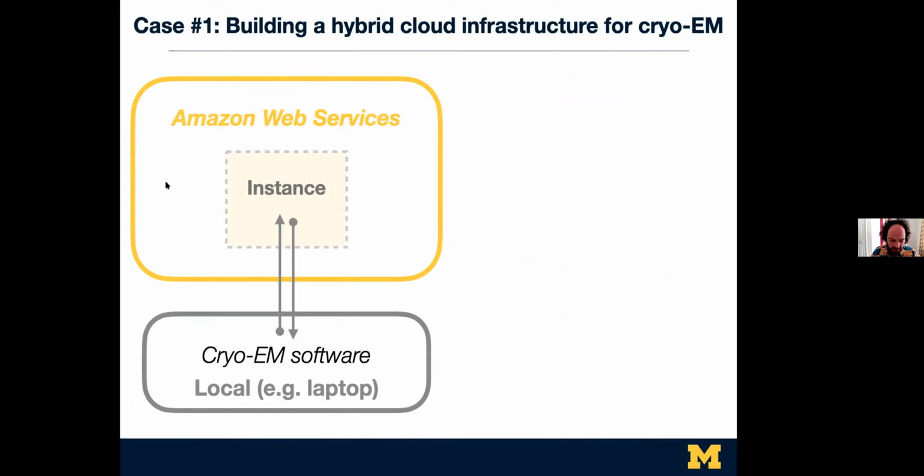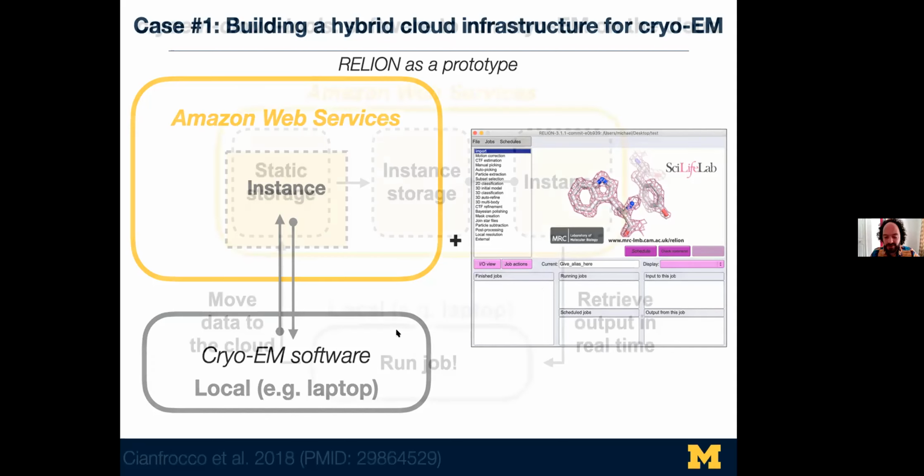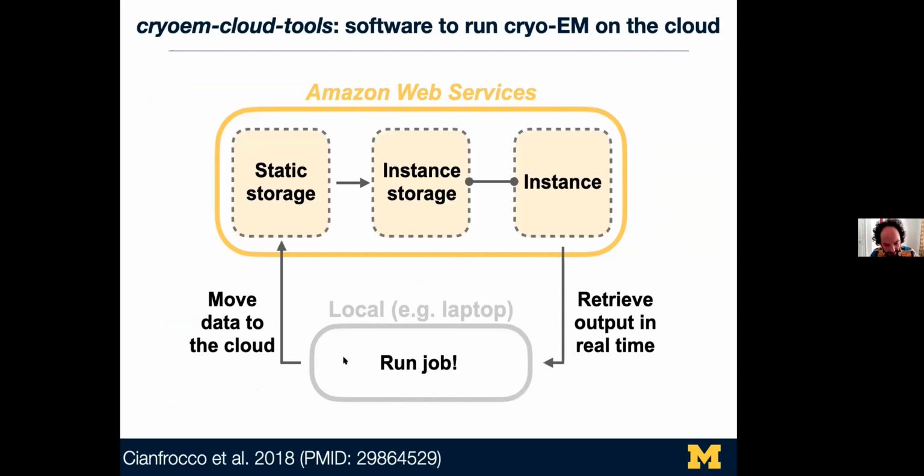The gist of it is that you were on your laptop and you could open Relion and hit run. The software I wrote, which we call the cryoEM Cloud Tools, would move your data up to Amazon as fast as it could. It would then move it down to a machine, it would run, and then it would be syncing the data back in real time. So you as the end user actually wouldn't notice that it was running on Amazon, because it just looks like it's running on your machine.